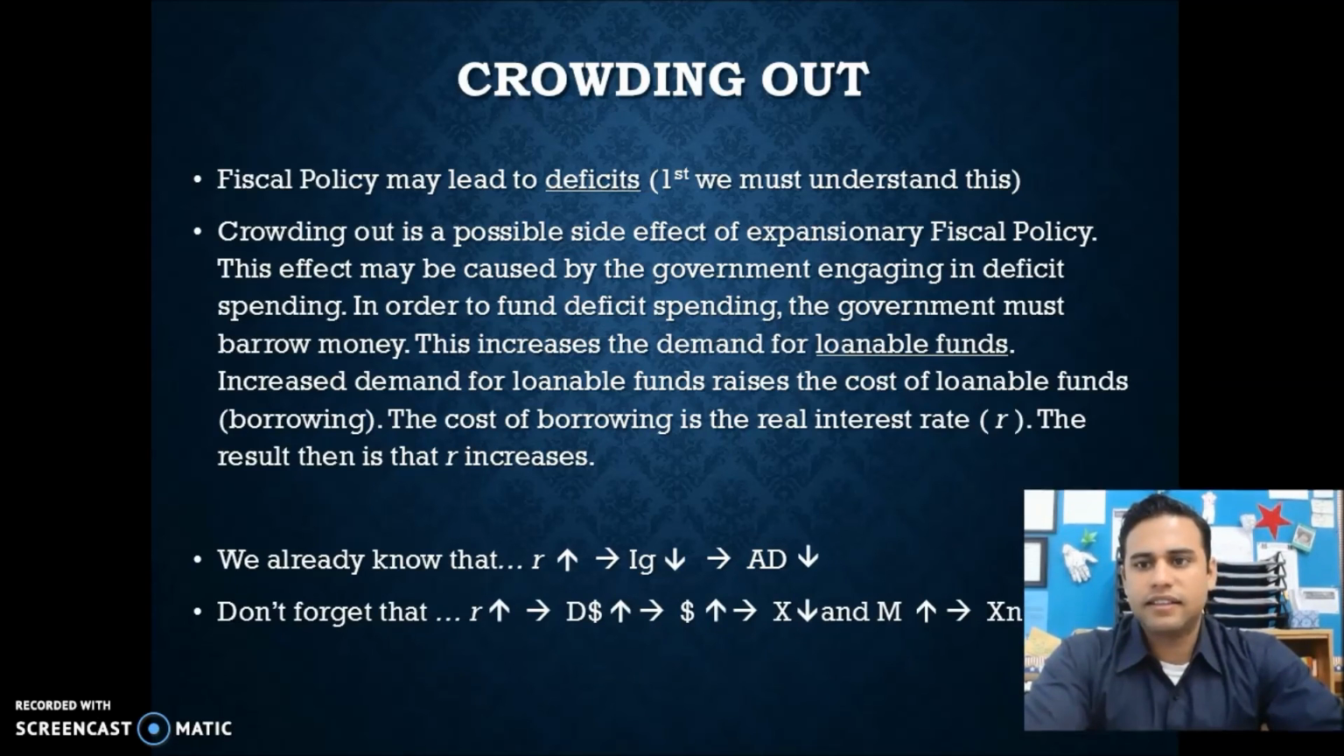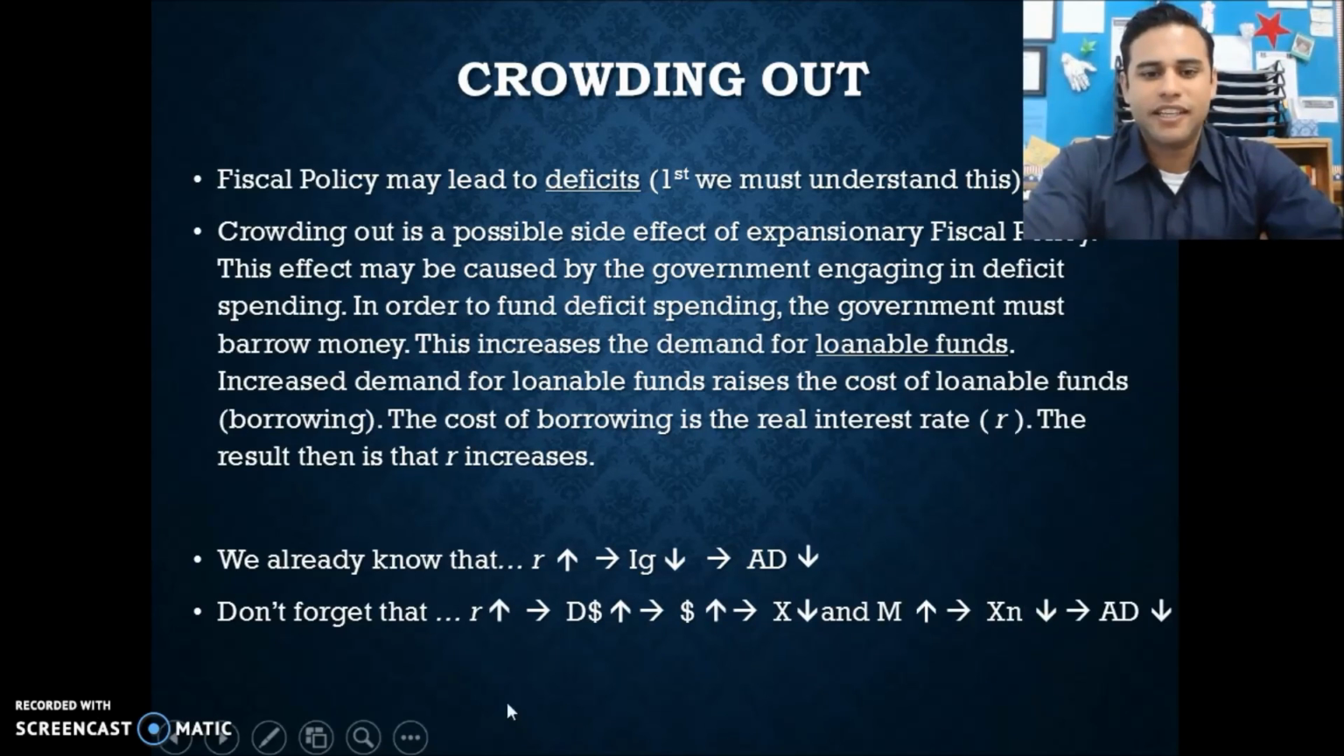This next string of symbols is more complicated looking, but it is that effect on net exports, right? Real interest rates go up, demand for the dollar increases because foreign investors want the dollar. The dollar goes up, which is appreciation. Net exports decrease because exports decrease and imports increase, because our goods and services are now relatively more expensive. And a decrease in net exports is a decrease in aggregate demand.